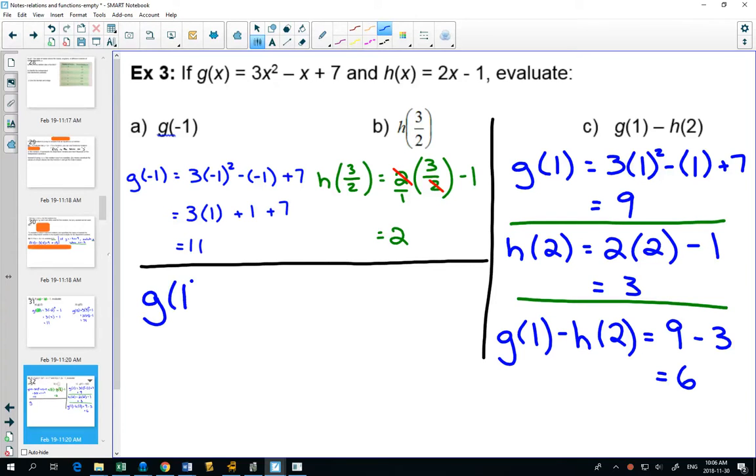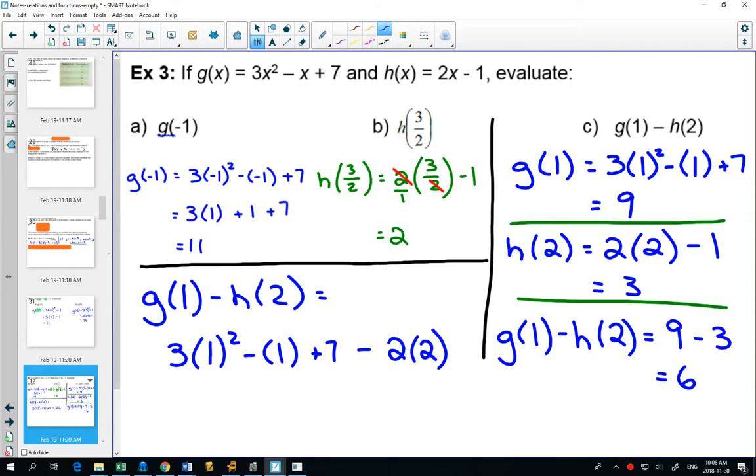Now, sometimes people like to do it all at once. So if you started with this and said, this means I have to plug this into g of 1, you would have 3 times 1 squared minus 1 plus 7. Subtract h of 2, and I'm going to make a little mistake here, 2 times 2 minus 1. Now, the danger of doing this all at once is if I multiplied this out and figured things out, I'm going to get, in this case, 4 instead of 6. A little small mistake.